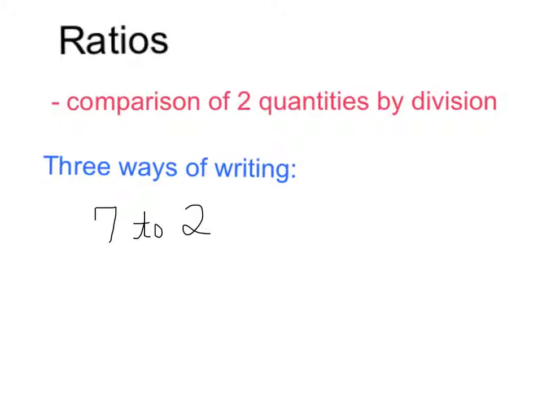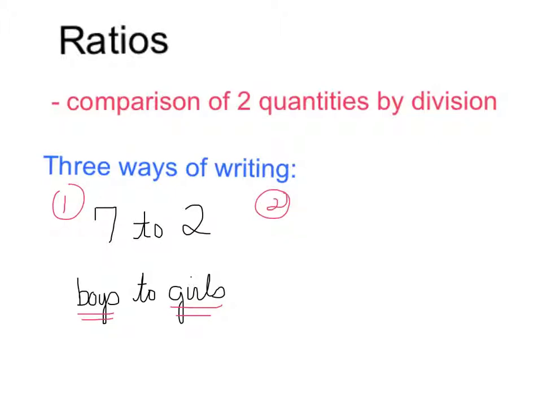Okay. It's important to remember that I want to be consistent. So if I have boys to girls, it's important when we're looking at ratios to realize what the quantities are, what the numbers represent. So this is way number 1. I have 7:2. A second way of writing it is as a fraction. I can write it as a 7 over 2 ratio. And I want to make sure that it's reduced as well.